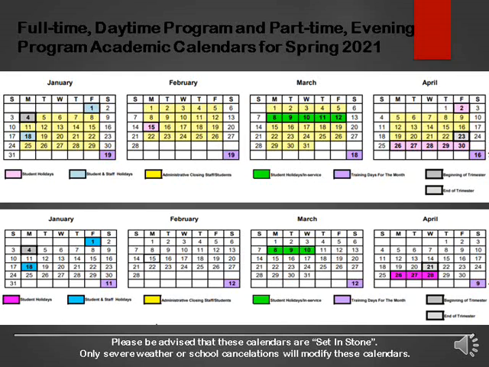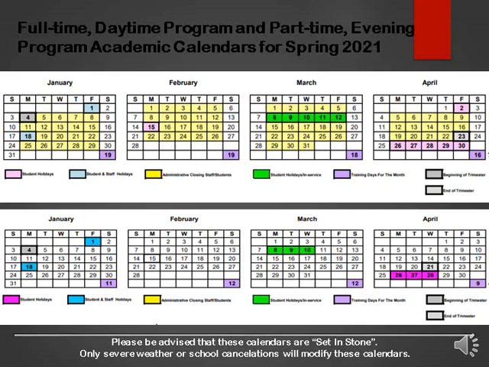For those of you attending the part-time evening program, you too are expected to report to class on January 4th, the first day of the term. You have January the 18th off, March 8th, 9th, and 10th, and then your last day of evening program is April the 21st. Please be advised that these calendars are set in stone. Only in severe weather or school cancellations will we modify these calendars.